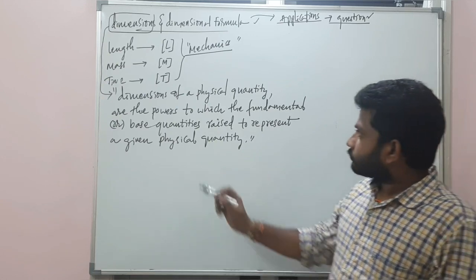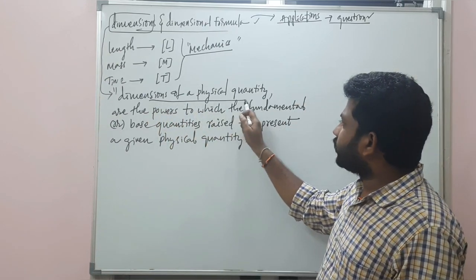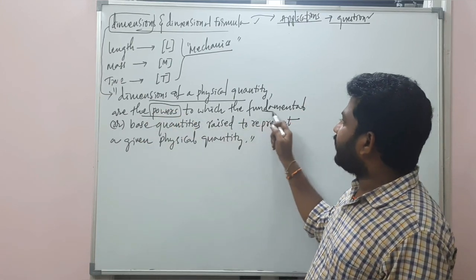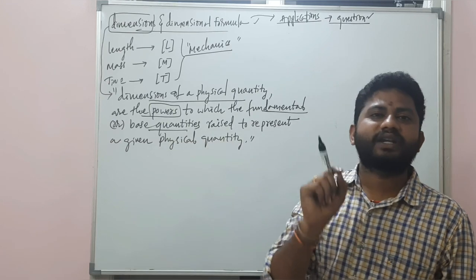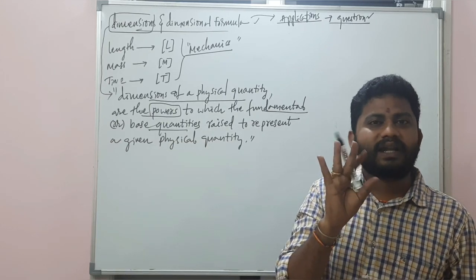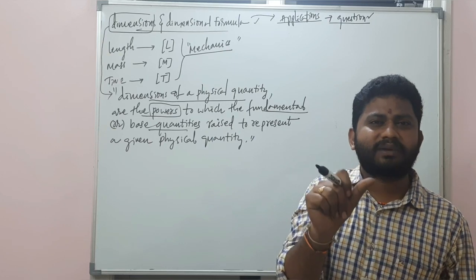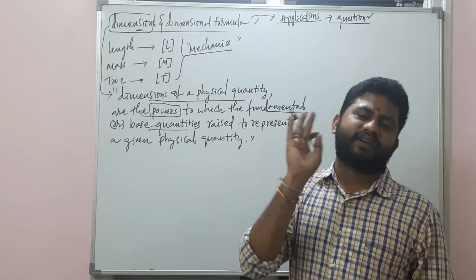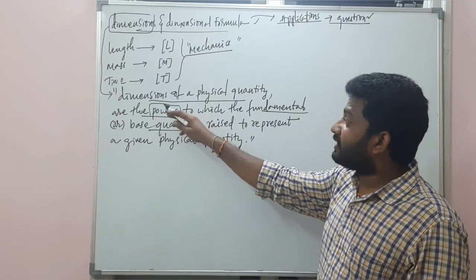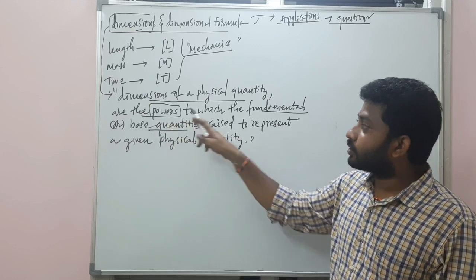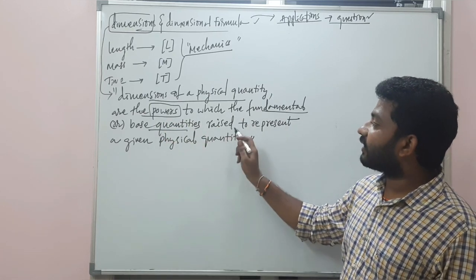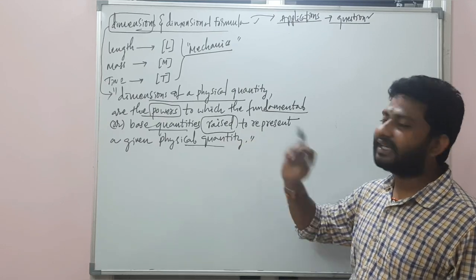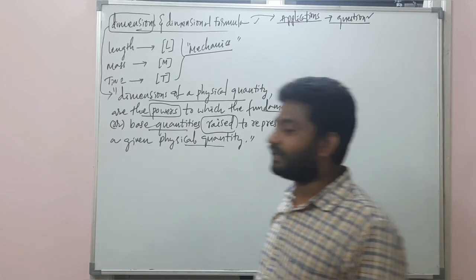Look here. Dimensions of a physical quantity are the powers to which the fundamental quantities are raised. What are they? Mass, length, time, electric current, luminous intensity, thermodynamic temperature and amount of substance. Clear? Those 7 are the fundamental quantities. So, dimensions of a physical quantity are the powers to which the fundamental quantities are raised to represent a given physical quantity. With an example, you will understand it 100%.